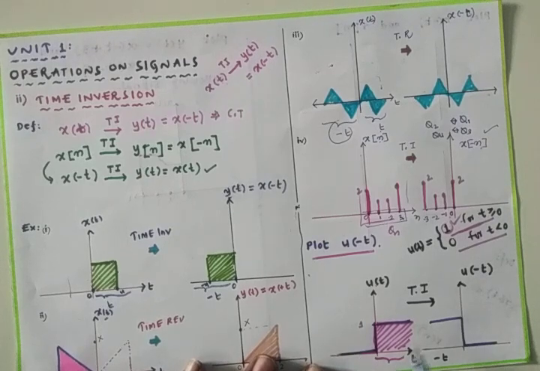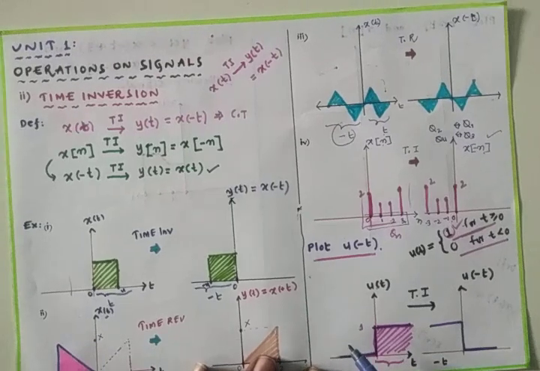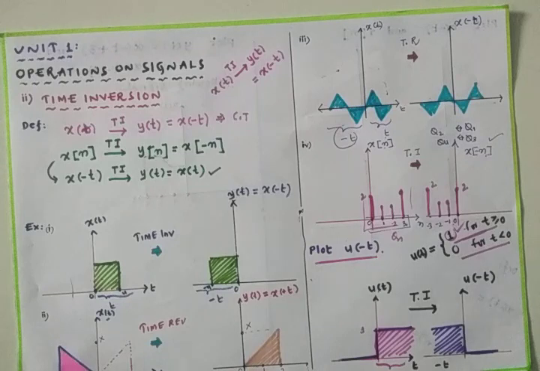In the first quadrant, only the signal is there. Due to the folding operation, we can get that signal in the second quadrant. In the second quadrant, the amplitude of the signal is 0. That will come in the first quadrant. This type of signal is named u of t, and this will be the minus u of t.